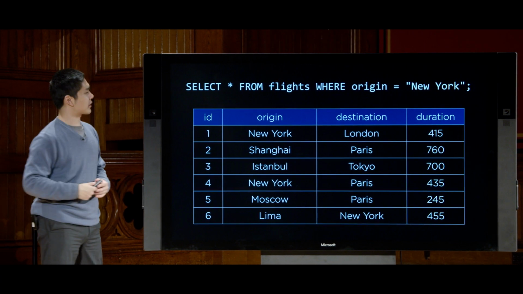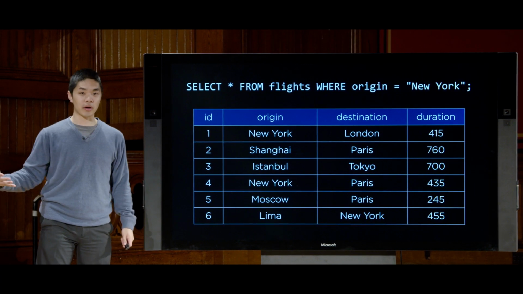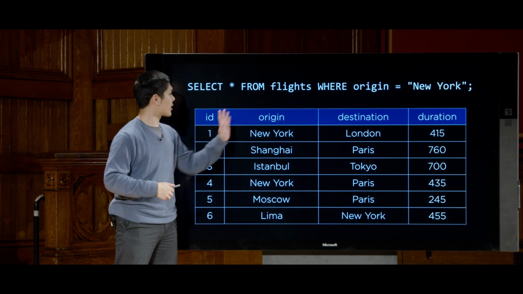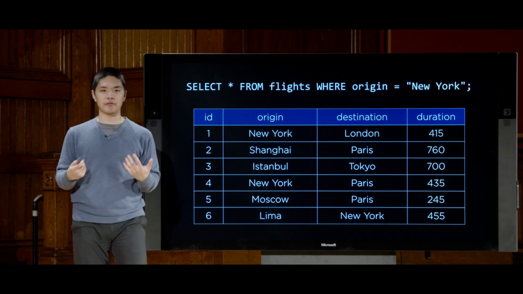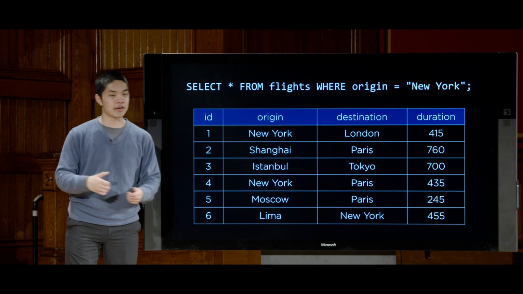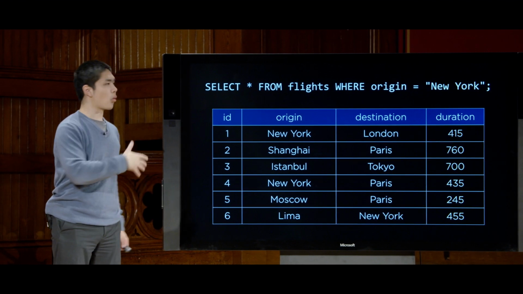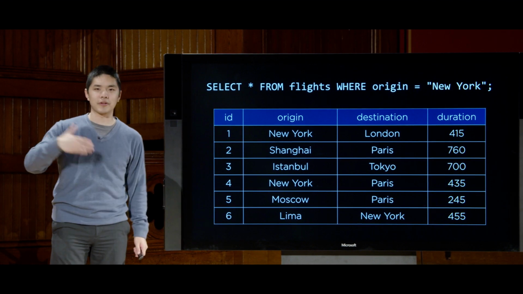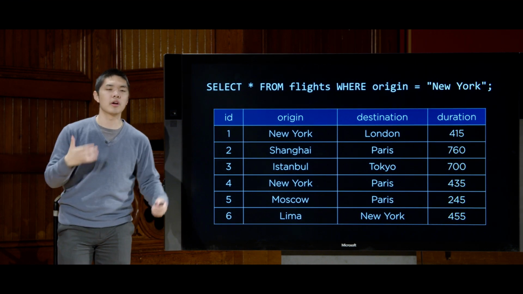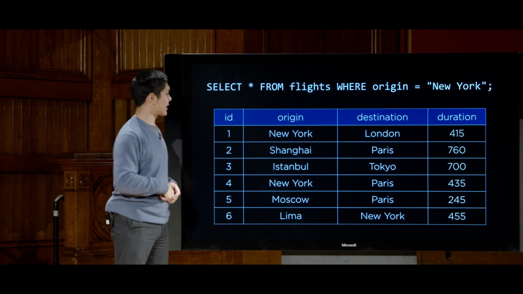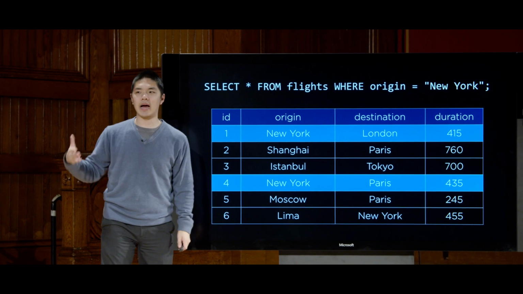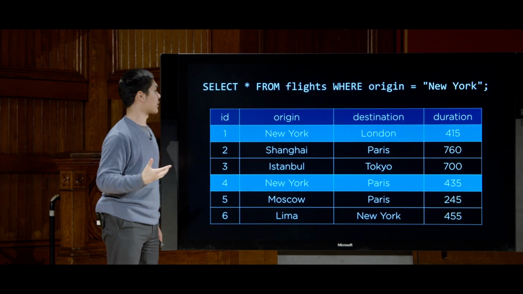If instead I said select star from flights where origin equals New York, I can see that I don't just need to filter on the primary key, the ID. I can also filter on any other column. I can say, give me all the flights where New York is the origin, so all the flights leaving from New York. And you might imagine that New York's airport likely wants some sort of query that's going to find all the flights leaving from New York such that they can display on a screen of some sort all of the departures from that particular airport. So you could run a query like this and get back only the rows in this table that happen to have an origin of New York.